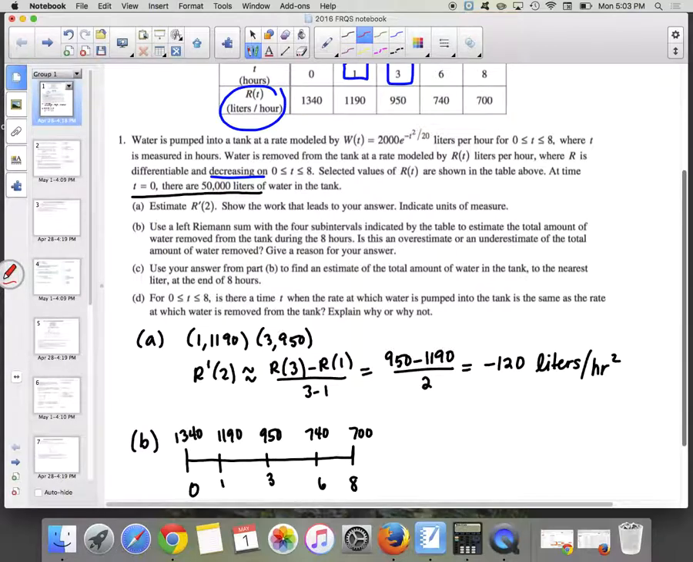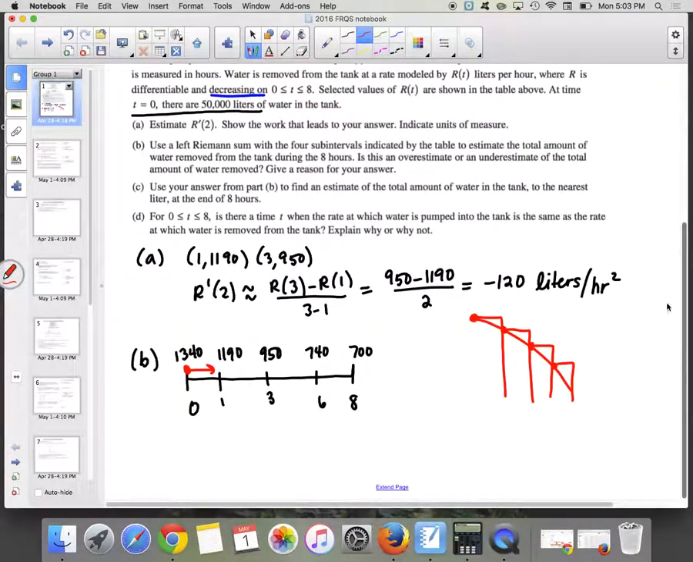If I'm doing left-hand endpoints, I'm using all the values that are on the left. Imagine you have some kind of decreasing function, and you're doing the left and over, left and over, left and over. So I'm going to use the heights of 1340, 1190, 950, and 740, and I don't use the 700 because it's a left-hand endpoint. The widths here are 1, 2, 3, and 2.